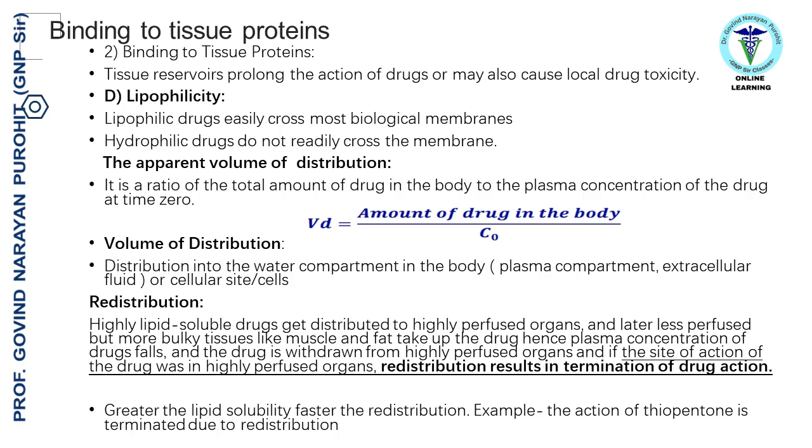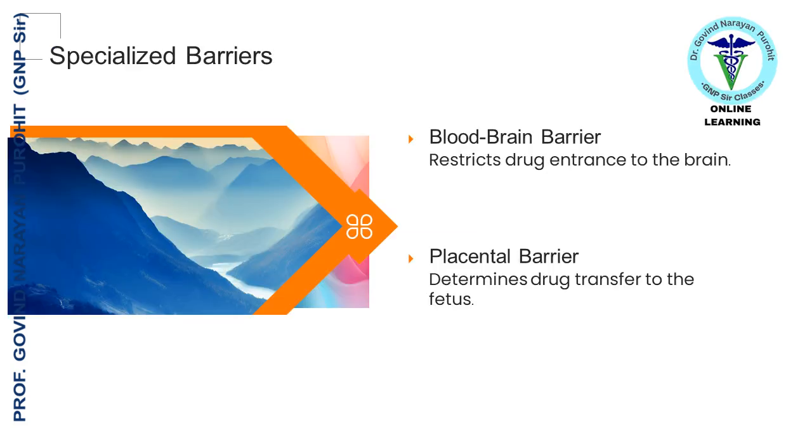Redistribution. Highly lipid-soluble drugs get distributed to highly perfused organs, and later less perfused but more bulky tissues like muscle and fat take up the drug. Hence plasma concentration of the drug falls, and the drug is withdrawn from highly perfused organs. If the site of action of the drug was in highly perfused organs, redistribution results in termination of drug action. The greater the lipid solubility, the faster the redistribution. Example, the action of thiopentone is terminated due to redistribution. There are two special barriers that restrict the drug entry: the blood-brain barrier and the placental barrier.